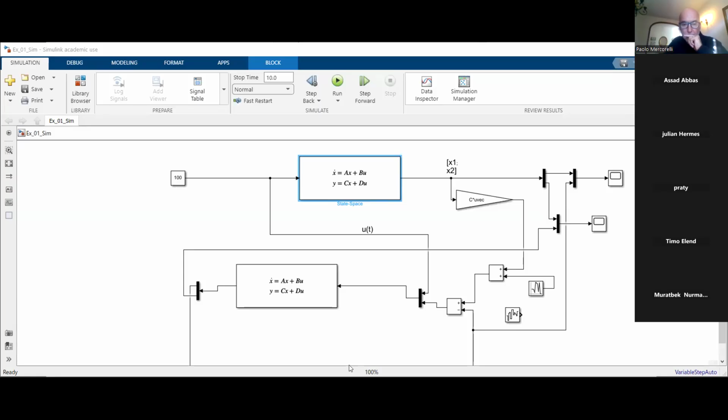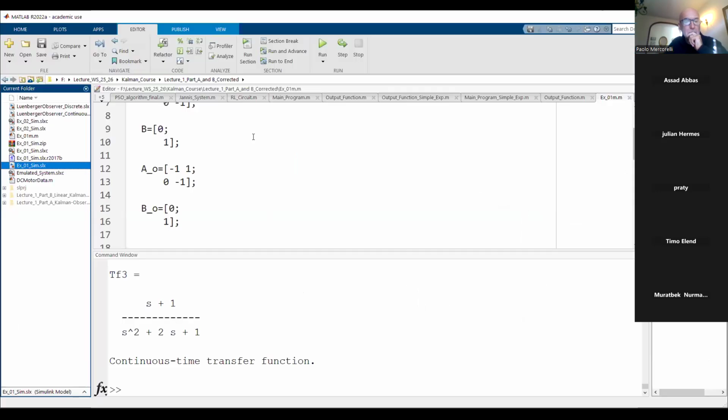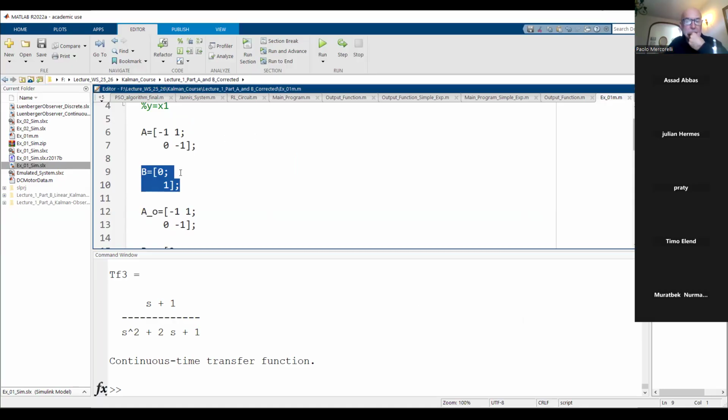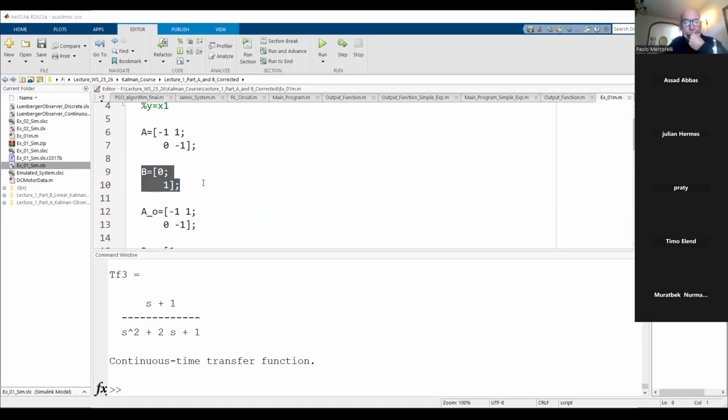Where is MATLAB now? Here. B is the matrix [0, 1], because the input is in the second channel, let me say. Therefore, I put B here. Now, the observer. I am concluding.